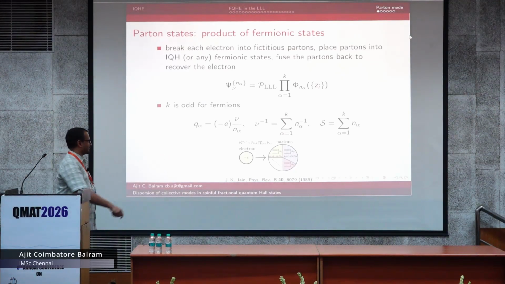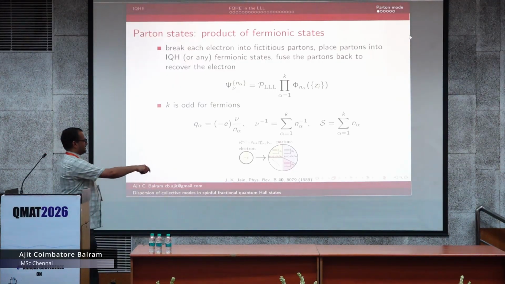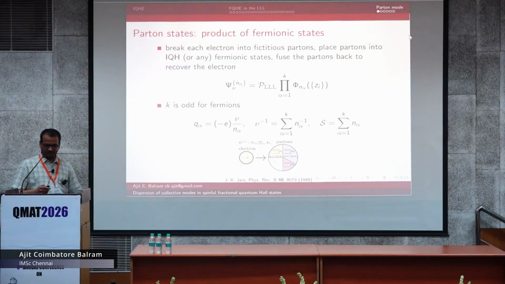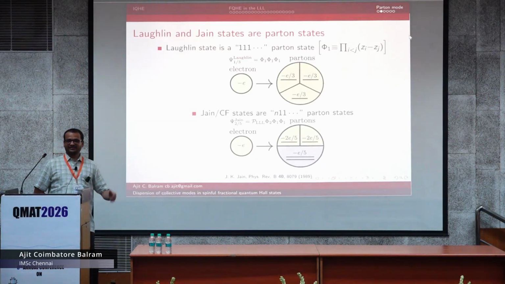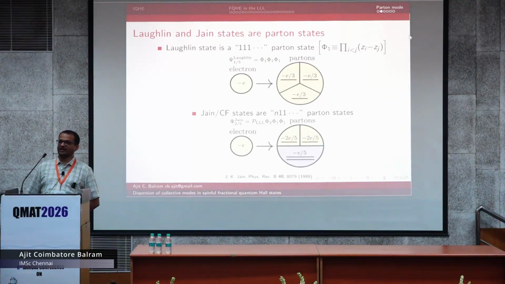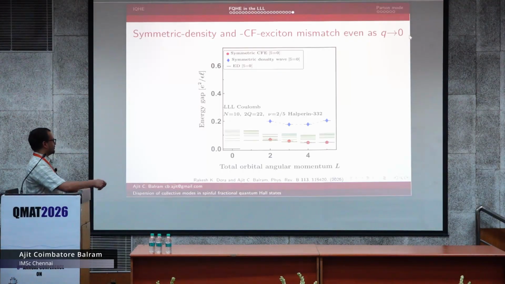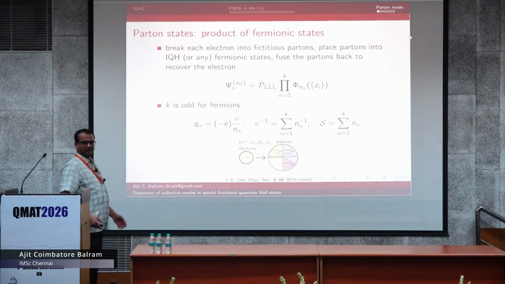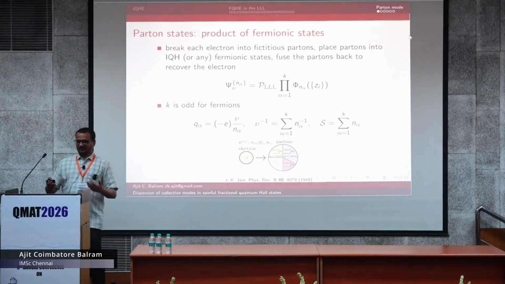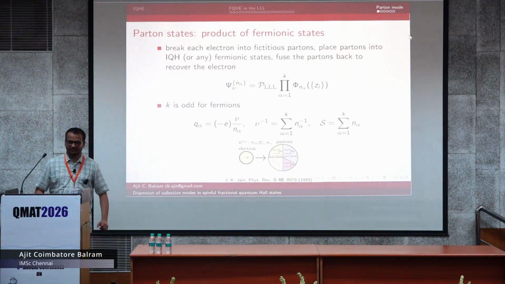So the picture to keep in mind is the following. You take an electron, you break it into some fictitious objects called partons, and you fill an integer number of Landau levels with these partons. So let me give you an example of a parton state. The Laughlin state is a parton state. The Laughlin state is a 1-1-1 parton state where all the partons fill filling factor 1. So this is probably the simplest way to see that the Laughlin state carries fractional charges. Because if you now go back and look at what is the charge of the parton, then filling factor nu is 1/3 and n alpha is 1. So you have 3 partons, each filling 1 Landau level and each carrying a charge e over 3, which put back together gives you the charge of the electron.